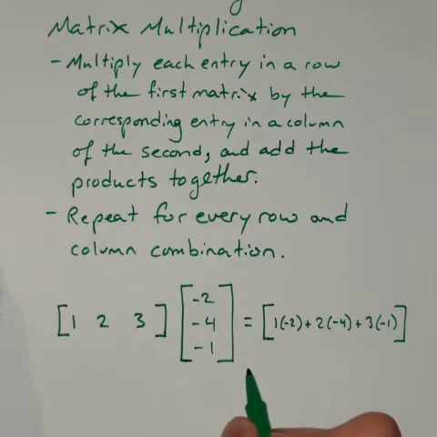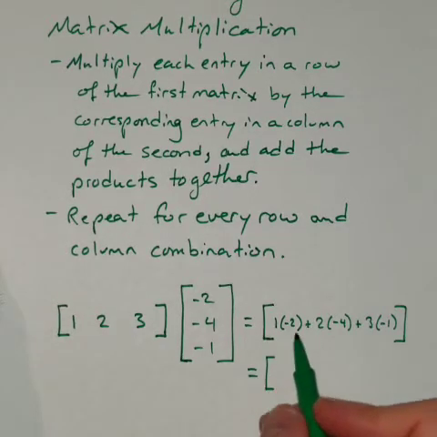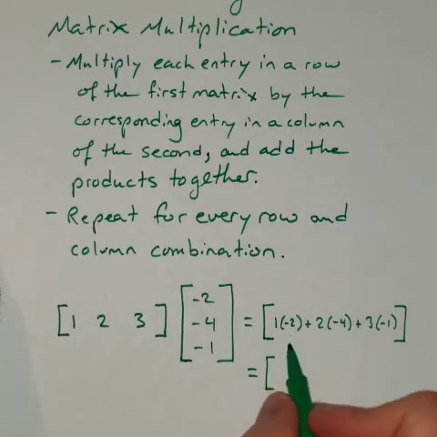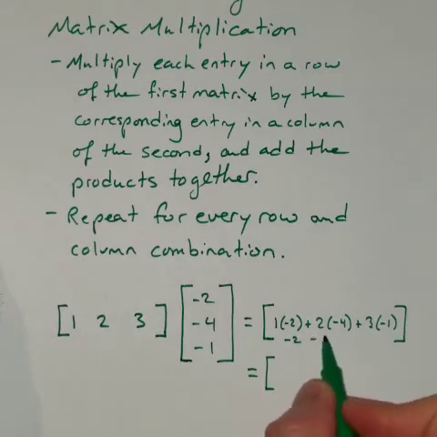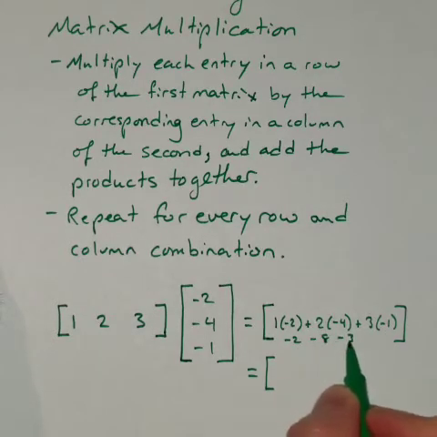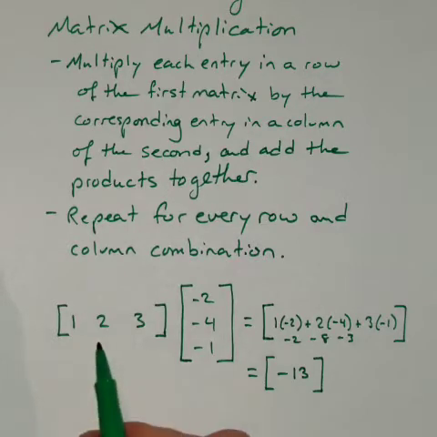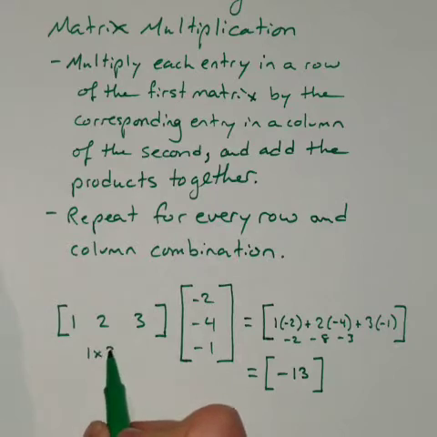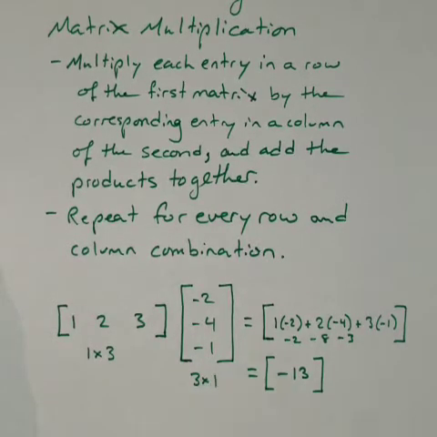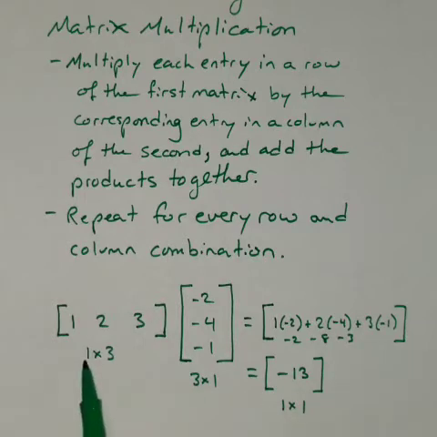Okay, and that will get us, if we simplify it, a matrix containing the number, let's see, that's -2, that's -8, that's -3, that'd be -10, -13. And that's just a single number in that matrix, a 1 by 1 matrix. Now what we've started off with is a 1 by 3 matrix, and then we had a 3 by 1 matrix, and we ended up with a 1 by 1. It's interesting that the 1 and the 1 match the 1 row, 1 column from the original two matrices.